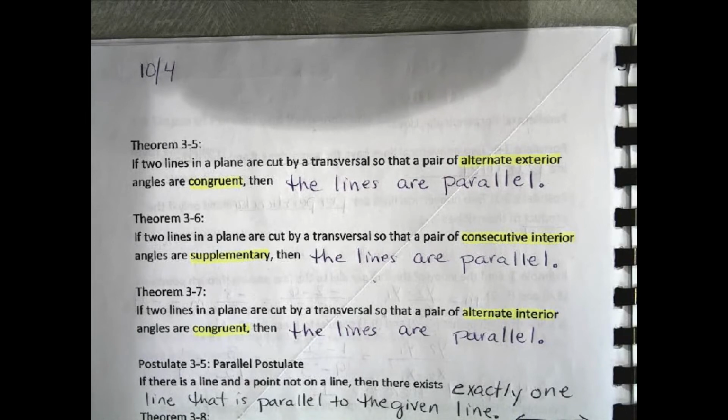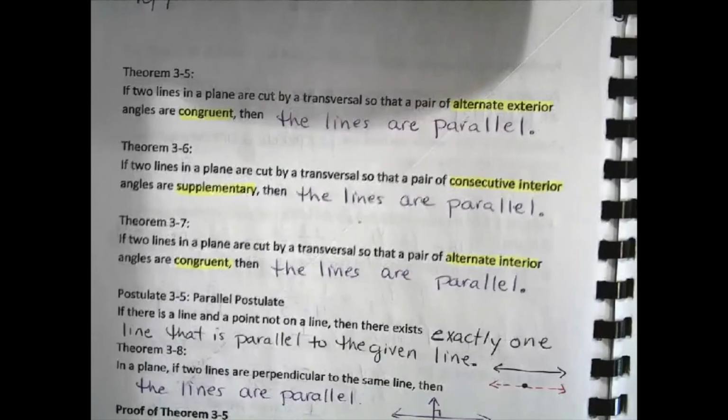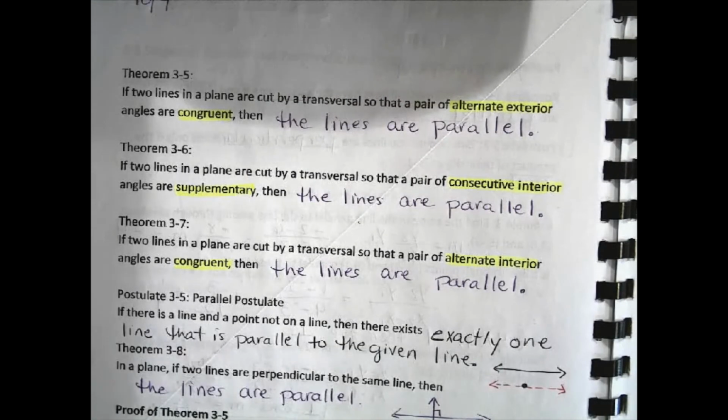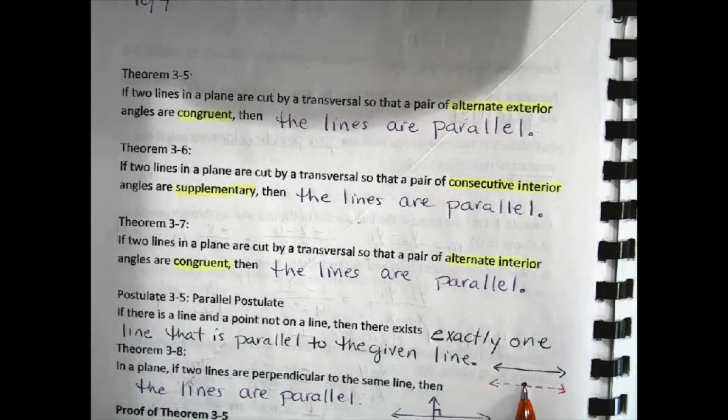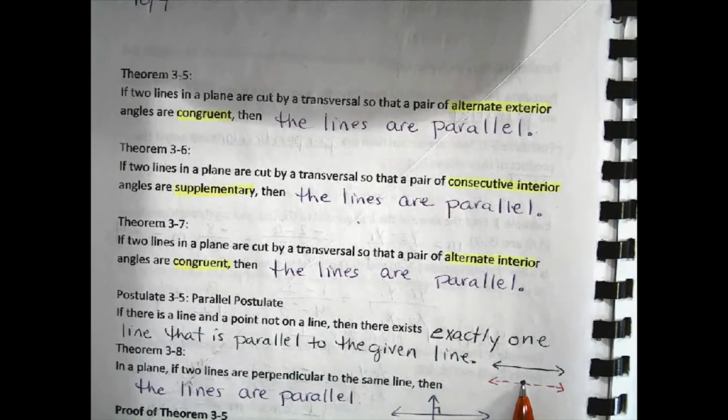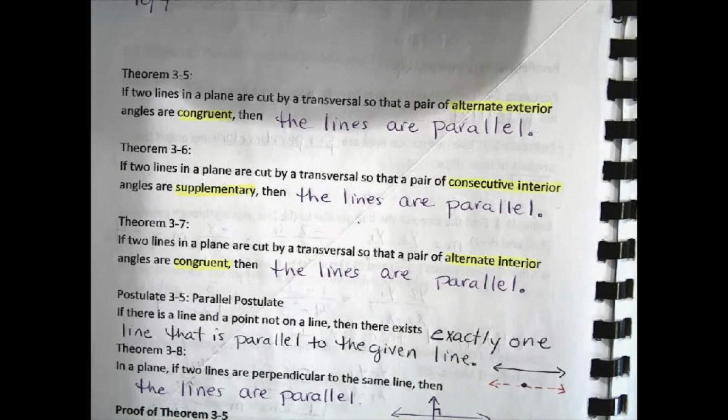That is 4 different ways that we can observe the properties of angles when two lines are cut by a transversal, and we can use those angle properties in order to prove that the lines are parallel. There's another postulate called the parallel postulate. The parallel postulate says if there is a line and a point not on the line, so here I have a line and another point not on the line, then there exists exactly one line that is parallel to the given line. And that's what I've indicated here by the dashed red line.